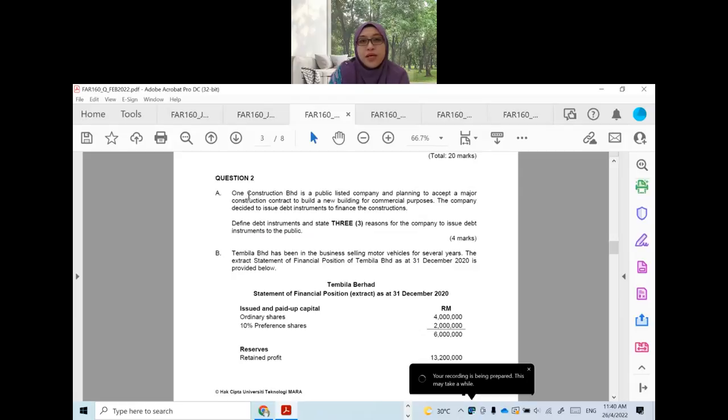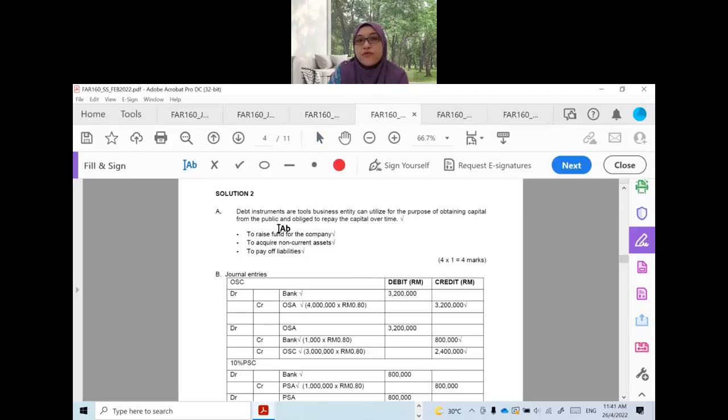One Construction Berhad is a public listed company planning to accept a major construction contract to build a new building for commercial purposes. The company decided to issue debt instrument to finance the construction. So debt instrument, you must know what is debt instrument. Define debt instrument and state 3 reasons for the company to issue debt instrument to the public. 4 marks.